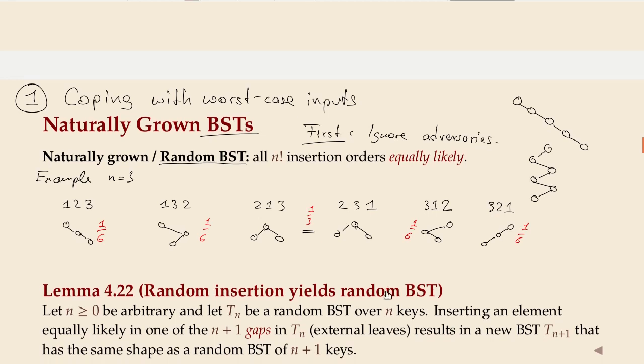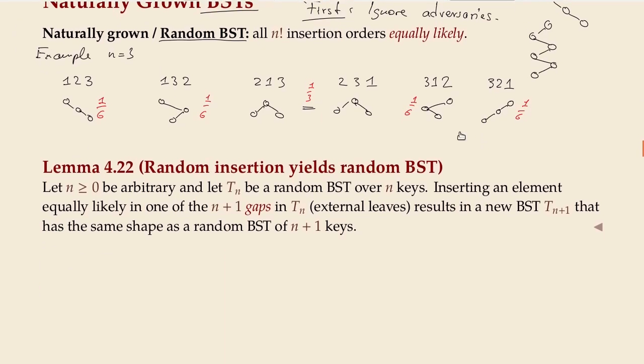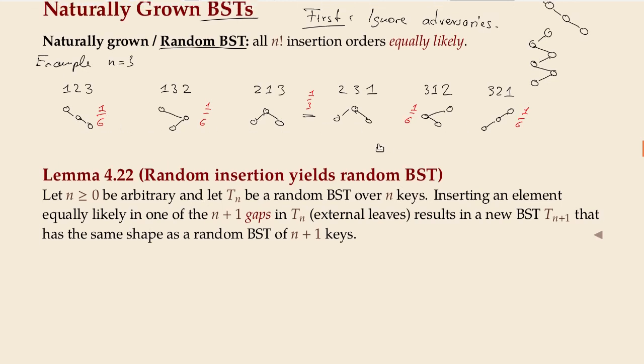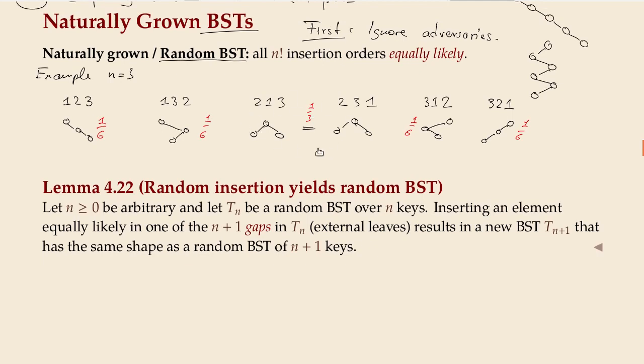Let's look at a simple example so that you see that this is not a uniform distribution on the tree shape, but it's already visible in this representation that the more balanced trees are favored by this distribution. There's only one balanced tree if you have 3 keys, and this has twice the probability of the others.